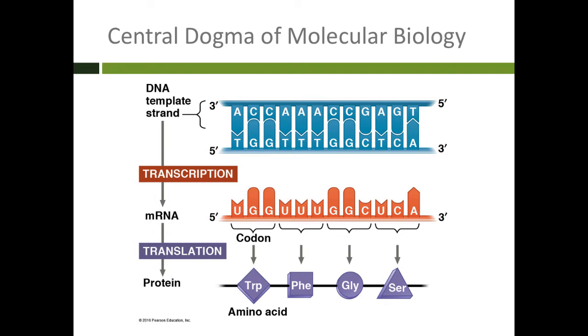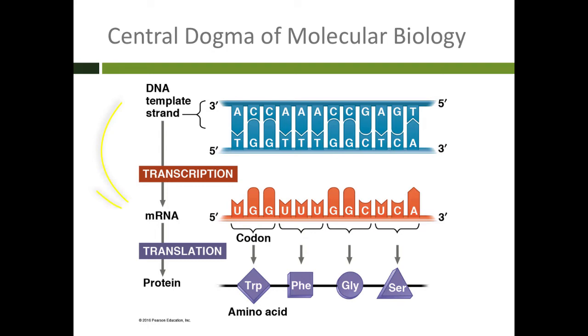Each process has a name. When you copy DNA to RNA, it's called transcription. When you make a protein from RNA, it's called translation. One way to remember this is that DNA and RNA are both nucleic acids. They both use the nucleotide monomers to store information.